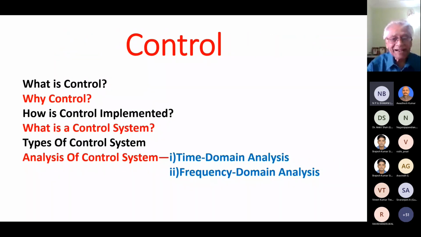So as I said, why control? What is control? How is control implemented? What is a control system? Types of control system and analysis of control system. You see, I have divided these into three parts. One is the basic part of control engineering. The second part is adaptive control, and the third part is intelligent control. Of course, one after another.